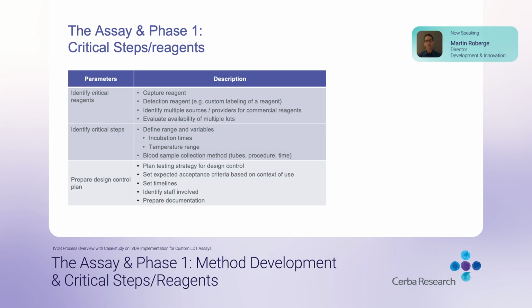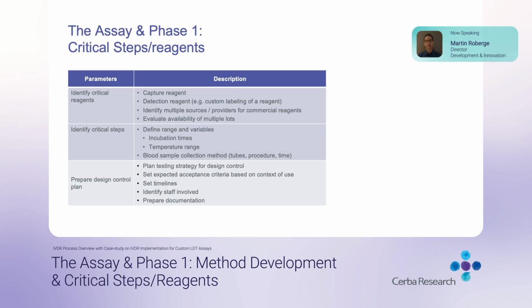So the next parameter to evaluate is identification of the critical steps. Define the different ranges and the variables for these steps, for instance incubation times and temperature ranges that are going to be tolerated and used for the different assay steps. Finally, blood sample collection method: type of tubes, the procedure, incubation time, and all these things are part of the critical steps of your assay.